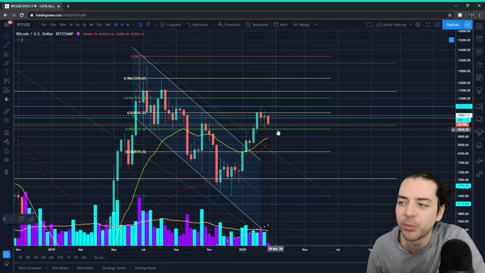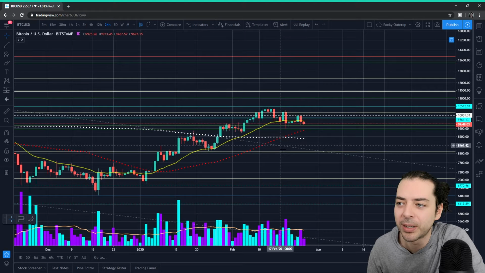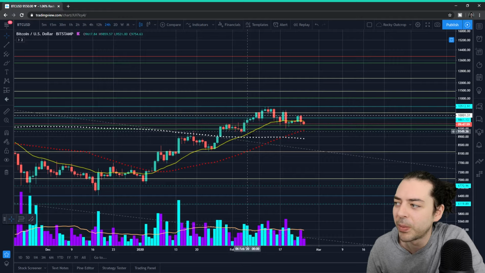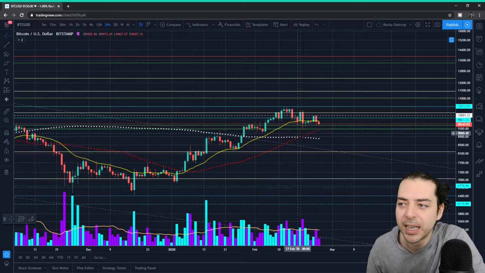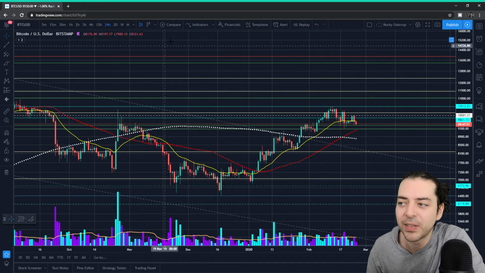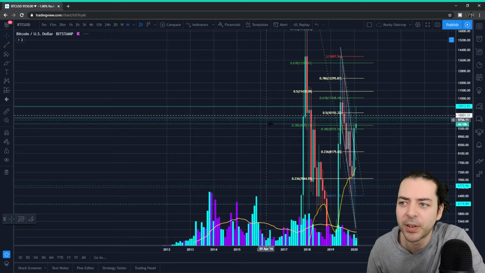Although there is still room to the downside for the price to go, and still actually set a higher low if we look at different time frames. So let's just go down to the 24 hour to point that out. Look here, as long as the price is essentially above 9,150, then you're still setting a higher low on the daily time frame.